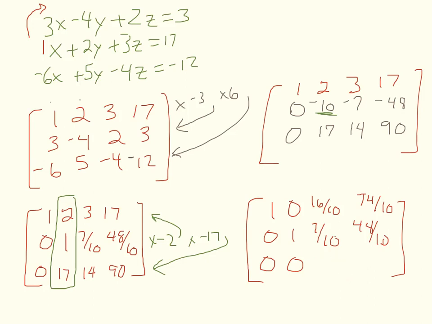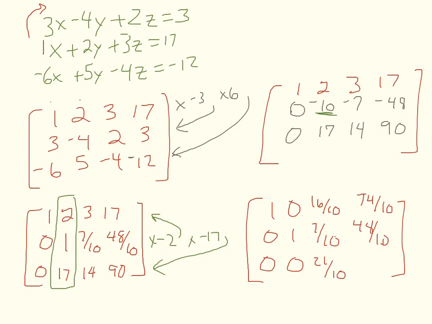Okay? So 7 times negative 17 is indeed negative 119 over 10. But then we have plus 140 over 10, which is 21. Okay. So again, we have 21 over 10. Okay. And finally, this is getting really ugly now.